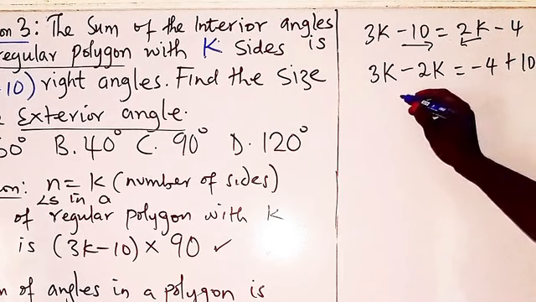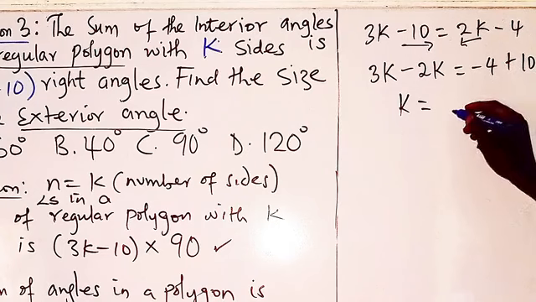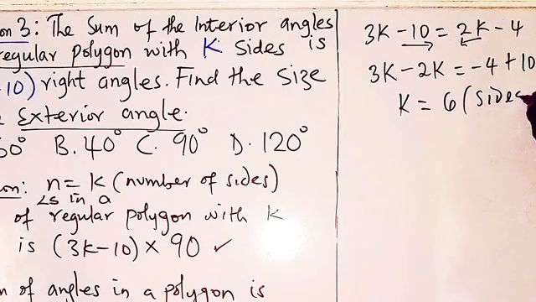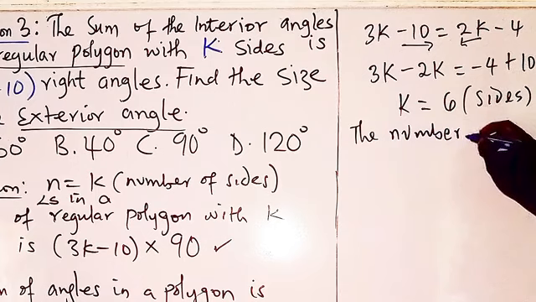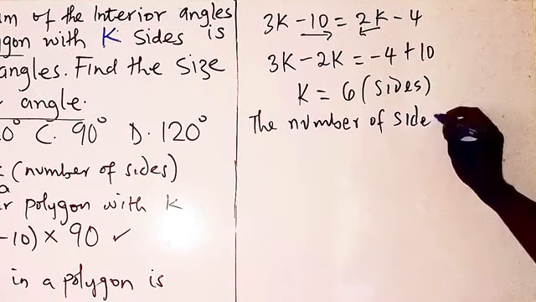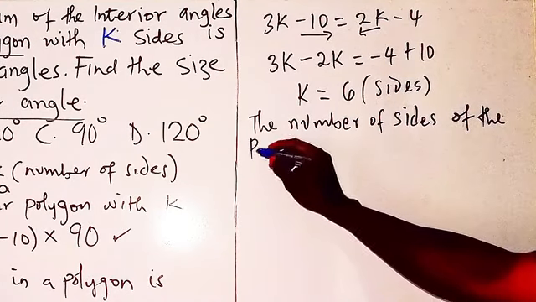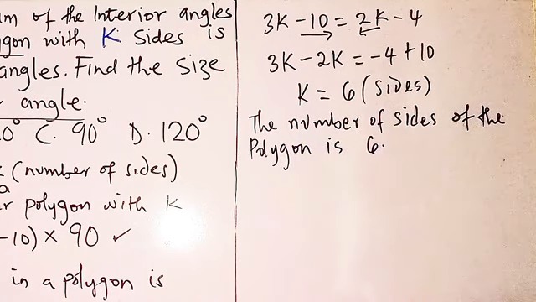We have 3k minus 2k, that will give us k, equals minus 4 plus 10, that will give us 6. So we have the size, that is the number of sides. Therefore, the number of sides of the polygon is 6. Right? So the number is 6.